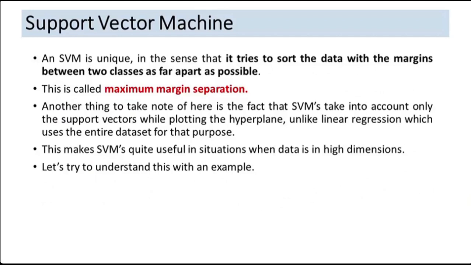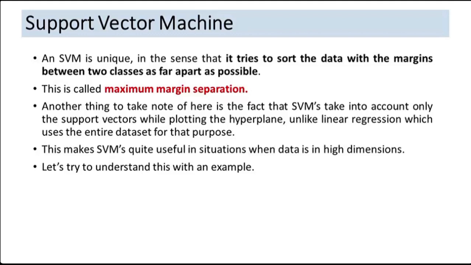The next is the support vector machine, called SVM. It is unique in the sense that it tries to sort the data with the margin between two classes as far as possible. This is the maximum margin separation. Another thing to note is that SVM takes into account only the support vectors while plotting the hyperplane, unlike linear regression, which uses the entire data set for that purpose.